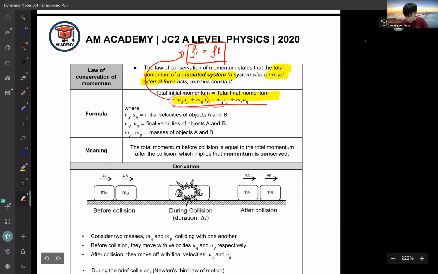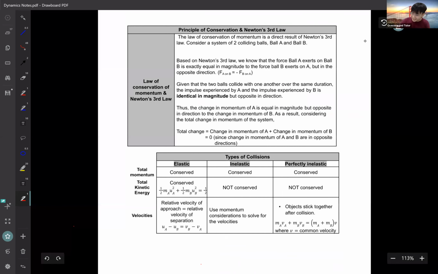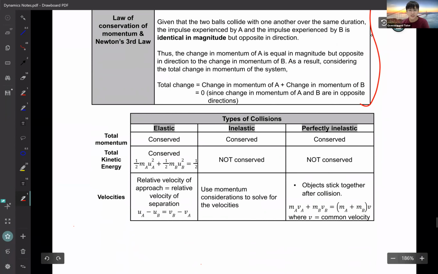If not, let's move over to Newton's third law. Actually, I'm going to skip this because we're doing it together in a practice question, so relax. We'll push this aside for now.